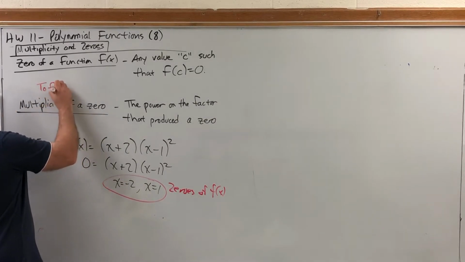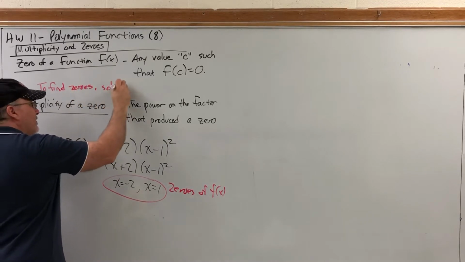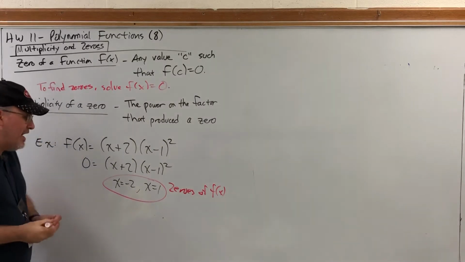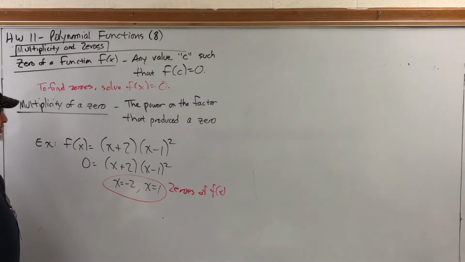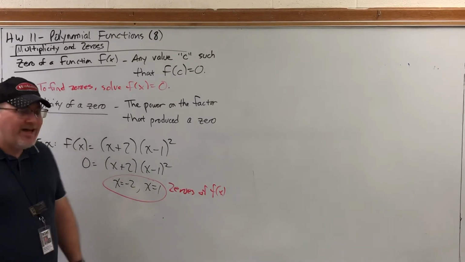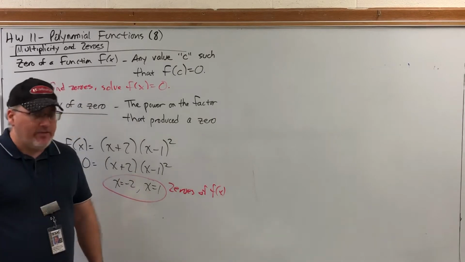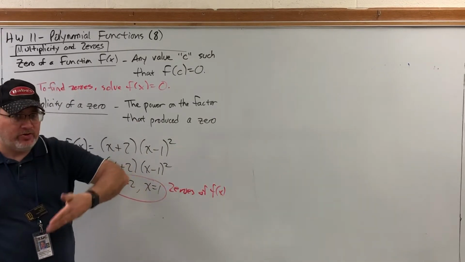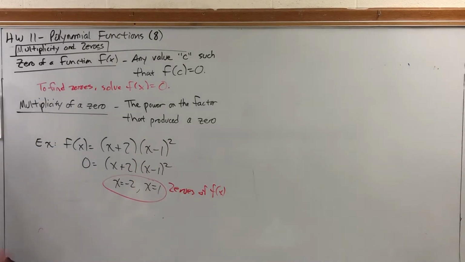To find zeros, solve f of x is equal to zero. And you might be thinking that's exactly how we find the x-intercepts, and you would be correct. Zeros are characteristics of a function. X-intercepts are characteristics of the function's graph, and the relationship is x-intercepts come from zeros, and zeros are illustrated as x-intercepts. But there's a little bit more to it.